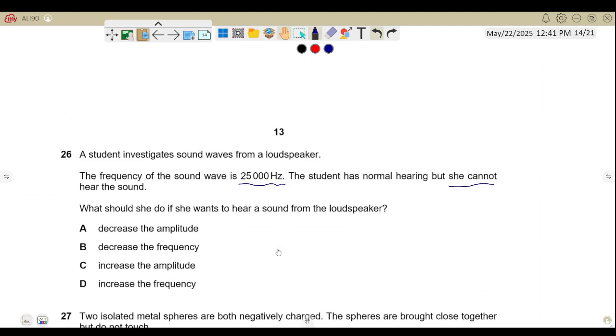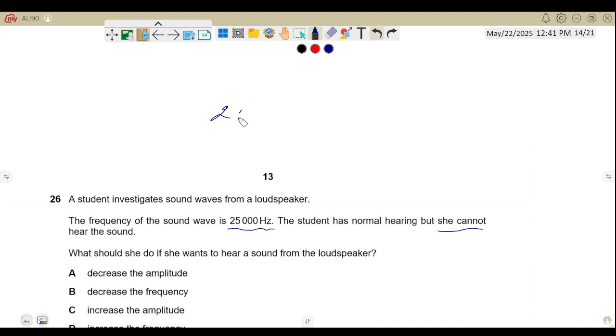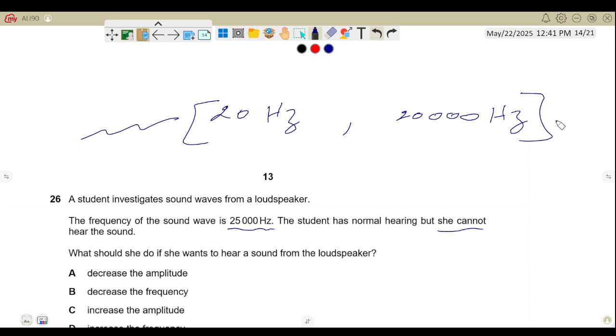For sure, we all know the range of hearing of a human ear is between 20 Hz and 20,000 Hz. That means inside this range the sound could be heard by a human. Outside of this range it couldn't be heard. This is infrasound and this is ultrasound. So the frequency used by this loudspeaker is 25,000, which means it's in this area.